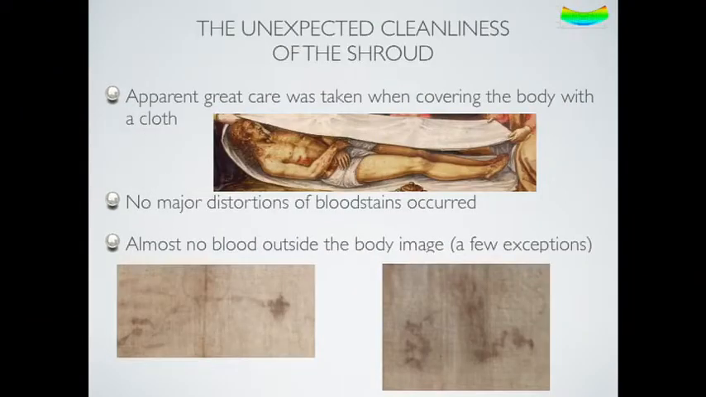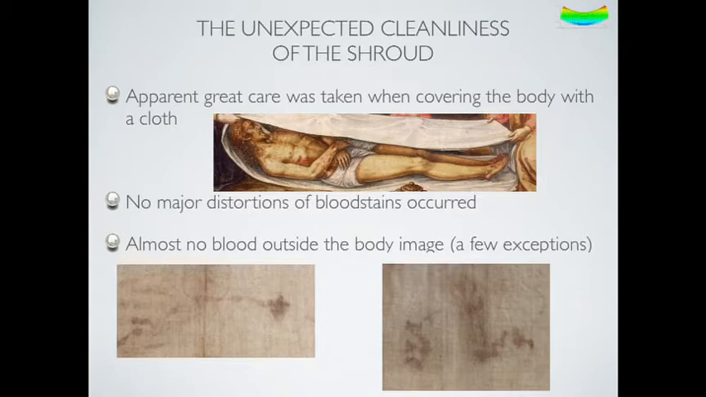The first thing I want to say is that the unexpected cleanliness of the shroud is a bit unexpected. On the shroud, essentially we don't have blood stains spread all around. That's actually quite unexpected. I'm not going to solve that problem, but of course we have to assume that when the cloth was put on top of the body of Christ, and actually all around the body, it was done in a very careful manner. Otherwise, it doesn't make sense to model everything assuming something else.